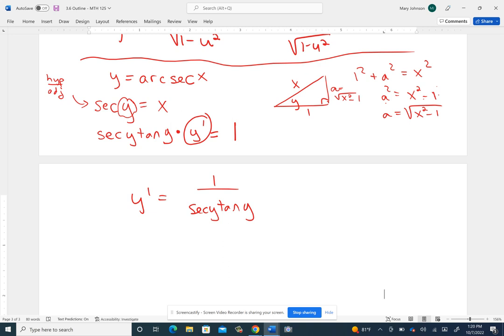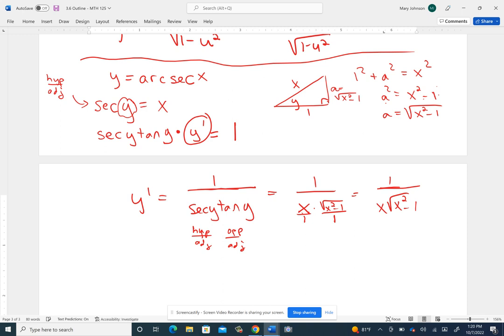All right. Then I'm going to look at my right triangle again, and I'm going to replace secant y with what it's equal to. So I know it's equal to x. And then I'm going to replace tangent y. Secant we know is hypotenuse over adjacent, and tangent is opposite over adjacent. So looking at my triangle, the opposite side would be the square root of x squared minus 1. Adjacent would be 1. The secant would be x over 1. So I wind up with 1 over x times the square root of x squared minus 1.